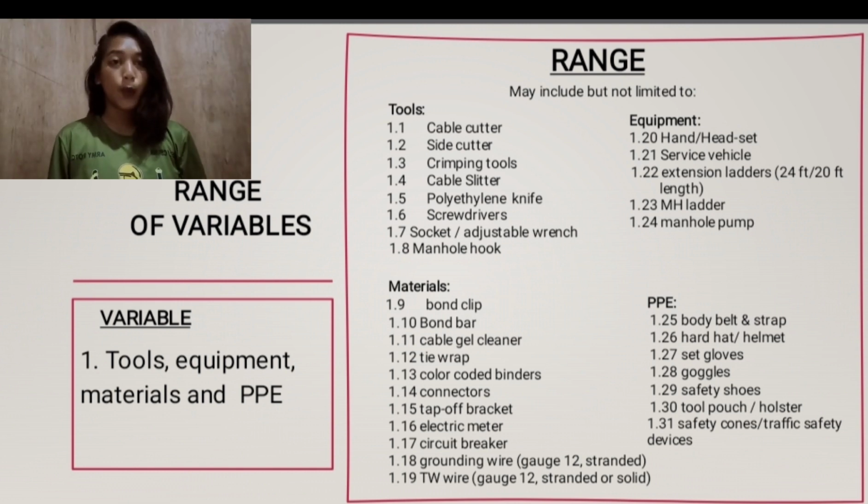Next is the equipment. Equipment consists of the handset or headset, service vehicle, extension ladder that is 24 feet or 20 feet length, MH ladder, and manhole pump. Next is the PPE. PPE consists of the body belt and strap, hard hat or helmet, gloves, goggles, safety shoes, tool pouch or holster, safety cones, or traffic safety devices.